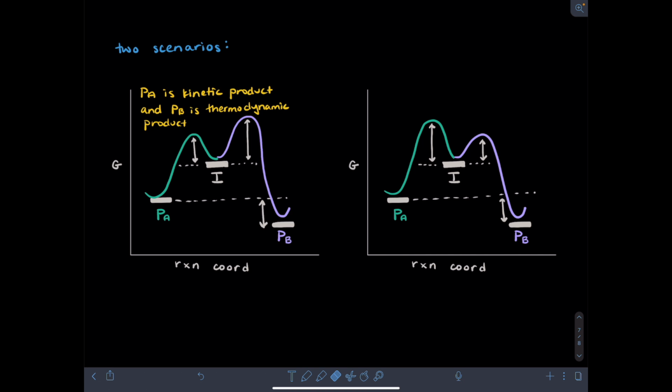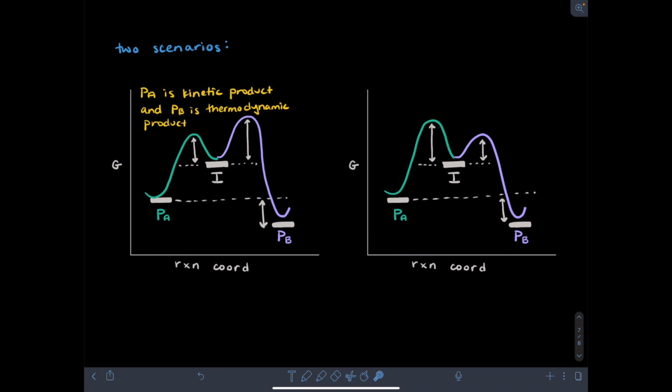Another potential scenario is that my intermediate, product A, and product B energies are all the same as before, but now the barrier going from the intermediate to product A is higher than the barrier going from the intermediate to product B.